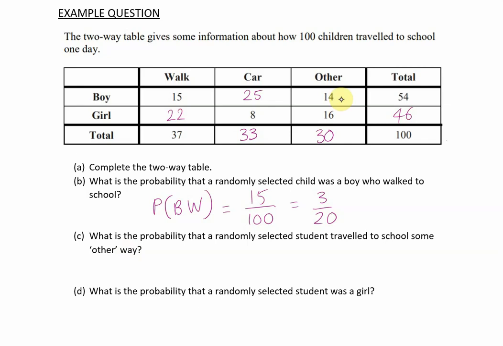Well, there were 14 boys and 16 girls who travelled some other way, but altogether 30 students travelled to school some other way that wasn't walking or a car. So the probability we randomly select a student who travelled to school some other way is 30 out of, or divided by, the total number of students, which is 100. 30 out of the 100 students travelled to school some other way that wasn't walking or cars. And once again, we can simplify that to 3 out of 10.